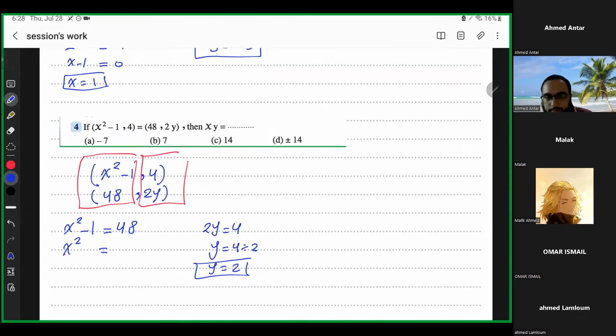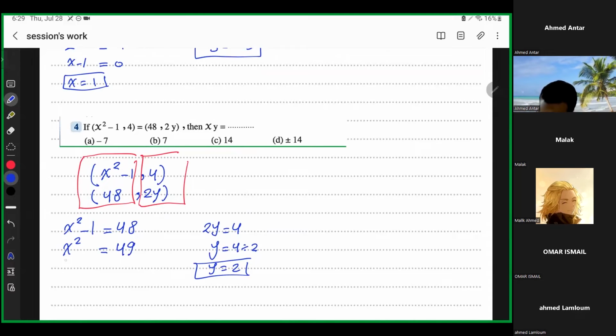Equals I have 48. There is minus 1, so move it to the other side with a positive 1. So it's 48 plus 1, which is 49. You can write it as 49.